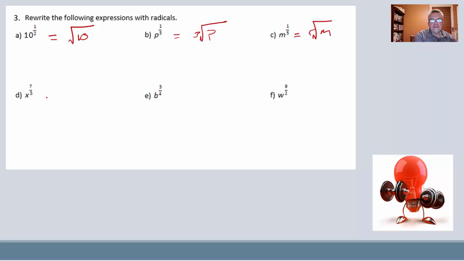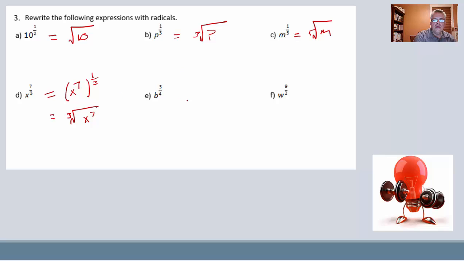Alright, these are a little bit different. I can kind of break this fraction up. I can think of this as x to the 7th all to the 1/3, because a power to a power we multiply. So 7 times a third is 7/3. So I'm not changing anything. And we can then write this as a cube root. This is the cube root of x to the 7th. So it's x to the 7th to the 1/3 power. 1/3 power means cube root.